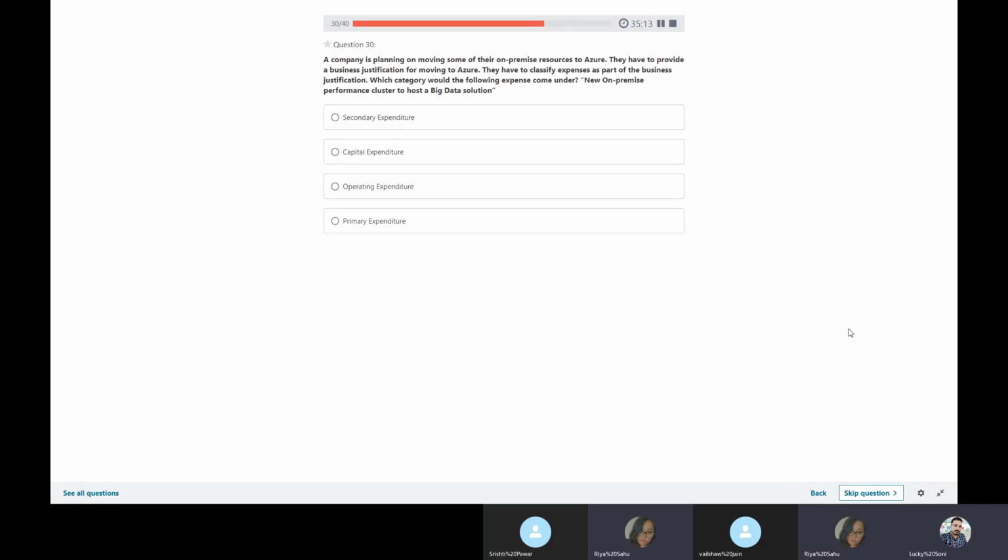A company is planning on moving some of their on-premises resources to Azure. They have to provide a business justification for moving to Azure. They have to classify expenses as a part of the business justification.